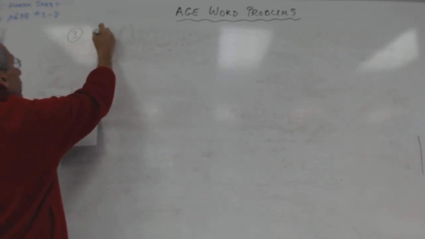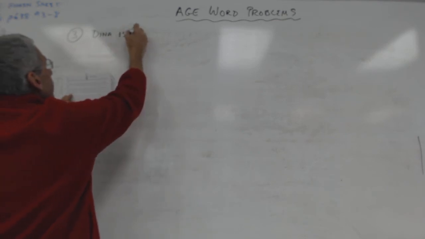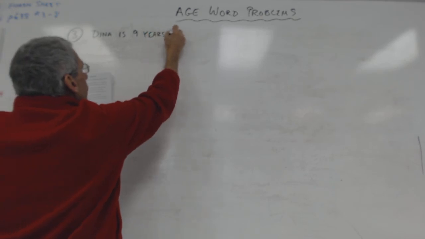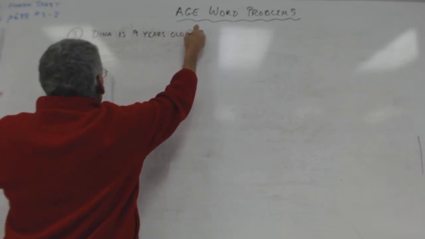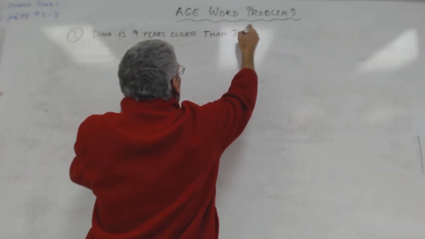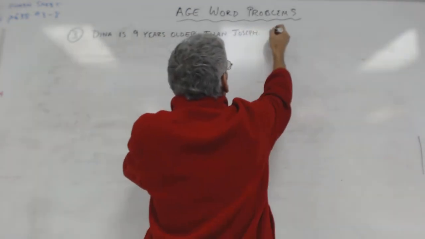So Dina is 9 years older than Joseph. In 3 years.